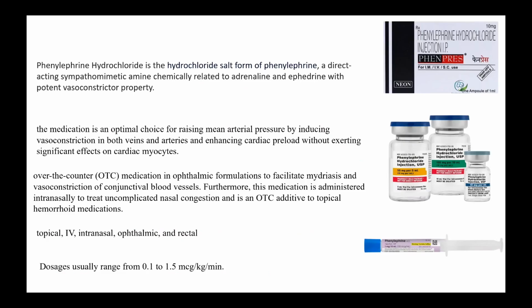Phenylephrine hydrochloride, of course, we are using it routinely. Direct acting sympathomimetic, chemically related to adrenaline, a potent vasoconstrictor. This medication is the optimal choice for raising mean arterial pressure by inducing vasoconstriction in both veins and arteries, enhancing cardiac preload without exerting significant effect on cardiac myocytes. Over-the-counter medication in ophthalmic formulations to facilitate mydriasis and vasoconstriction of conjunctival blood vessels. Furthermore, this medication is administered intranasally to treat uncomplicated nasal congestion, and is also found in topical hemorrhoid medications. It can be used topical, IV, intranasal, ophthalmic, and rectal. Dose is 0.1 to 1.5 microgram per kg.